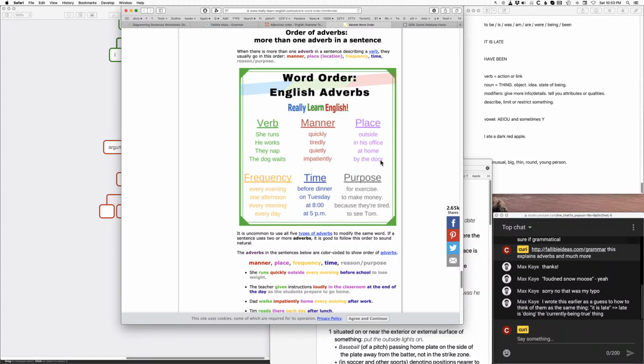Okay, "by the door". What is it affecting? I think it's affecting waits. Yep. It is giving us more information about the waiting action, telling us where the waiting action is happening. Do any of the places affect the manner? No. They're all affecting the verb, the action. They're saying where the action happens. Okay, so everything is affecting the verb.